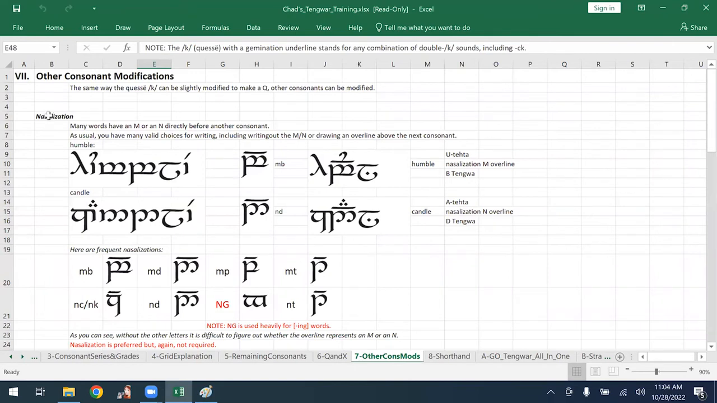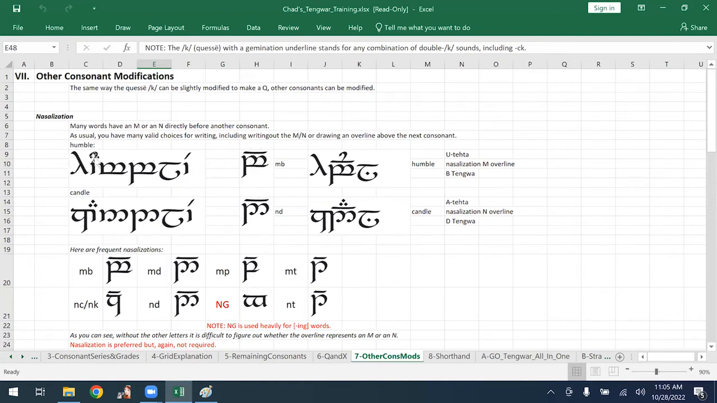Nasalization, which I just kind of hit on a little bit. So humble, H-U-M-B-L-E. There it is, completely spelled out using carriers. So the MB, instead of writing the M like this, which that's in the grid, and then the B, you can actually just put a line over the B, and that becomes MB.